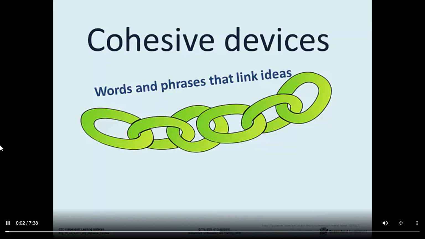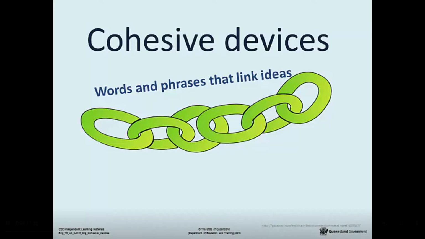Cohesive devices. Authors use cohesive devices when they are writing any text, whether it be a novel or an advertisement. So what are cohesive devices, and why do authors use them? Cohesive devices are words and phrases that link ideas. When sentences, ideas and details fit together clearly, readers can follow along easily, and the writing is easy to understand. The ideas tie together smoothly.